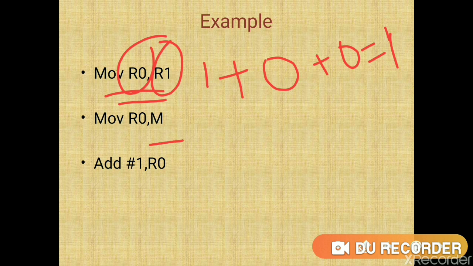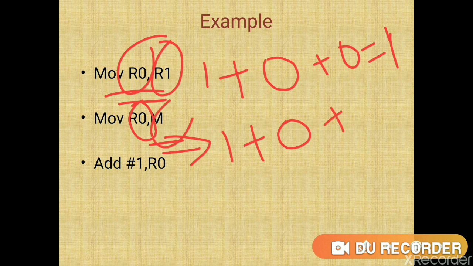Now what about the second statement? Move R0, M. Its cost will be 1 plus, as R0 is a register value, register addressing mode, it will be 0. As M is memory, it is a constant, right? A memory addressable variable name. So its value will be 1. So the total cost will be 2.